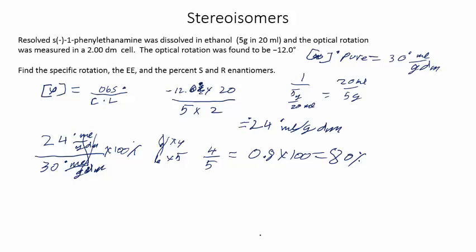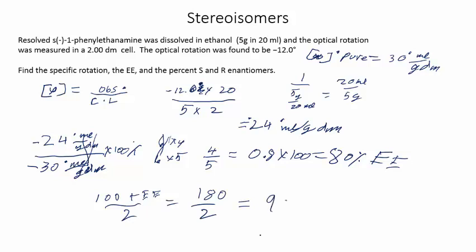Oh, shoot. Now we've got to do the percent concentration. This is 80% EE. To get the percent concentration, it's 100 plus EE over 2. Actually, I forgot, this is negative 24 over negative 30, but same difference. So 180 over 2 equals 90% S minus 10% R. Done. Okay, let's keep on moving.